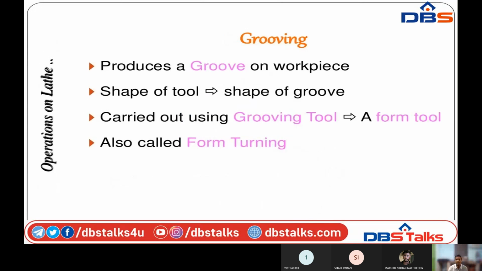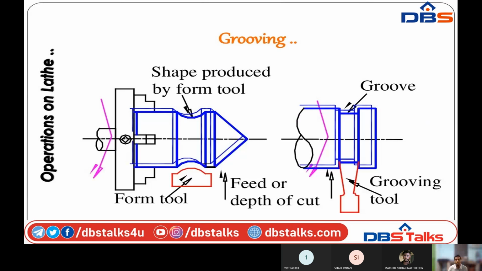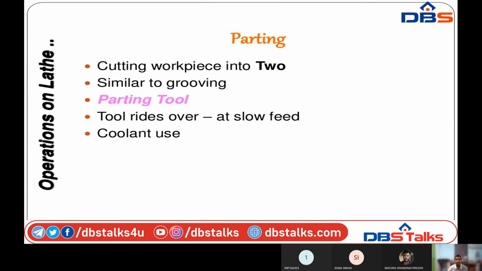Grooving is a process produced on the workpiece. Here I am using a groove shape type. Groove is nothing but a U groove or V groove. Here I am showing a picture of the grooving operation. A cone type tool is used here for producing the grooving operation. For the feeding operation, I am using a form tool. These operations are all similar to lathe operations.